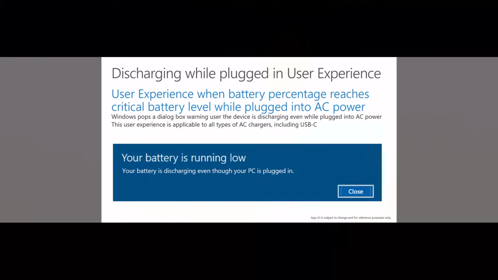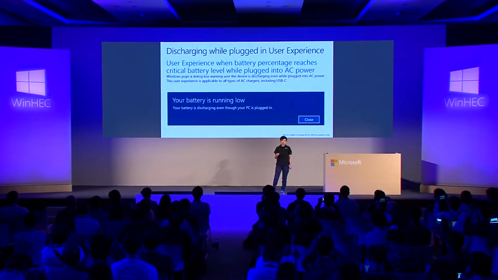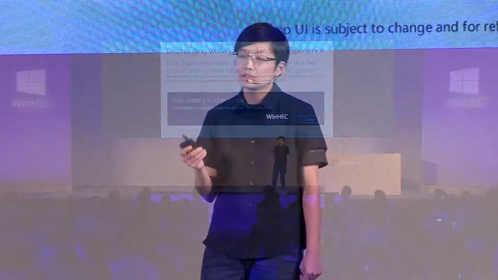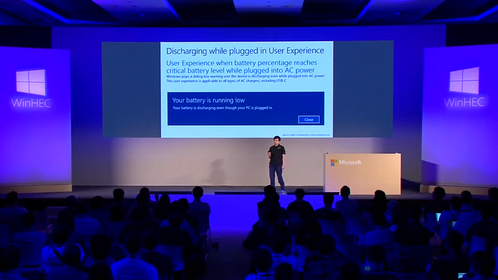When the user's Fall Creators Update device is plugged into an AC charger and it reaches critical battery, Windows pops up a dialog warning the user that the device is discharging even when plugged into AC power. This reduces the chance of losing work and also provides the user time to find a normal AC charger that is designed for the device. This user experience is applicable to all types of AC chargers, including USB-C.